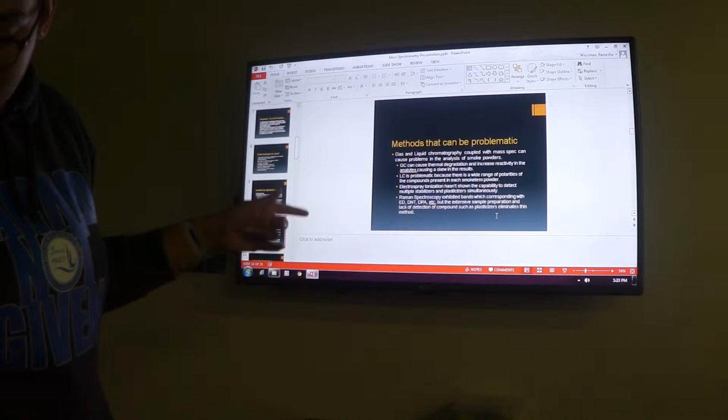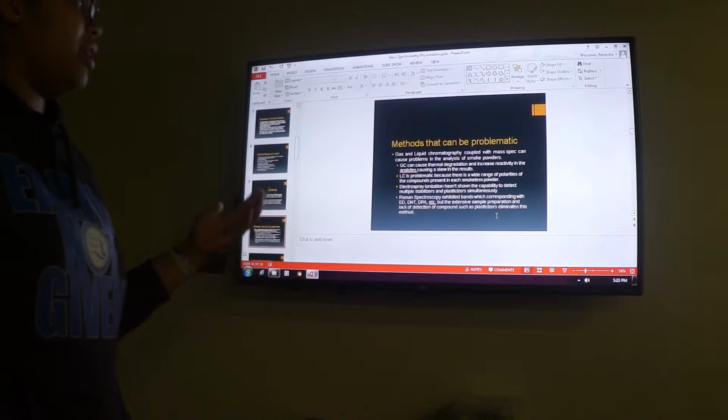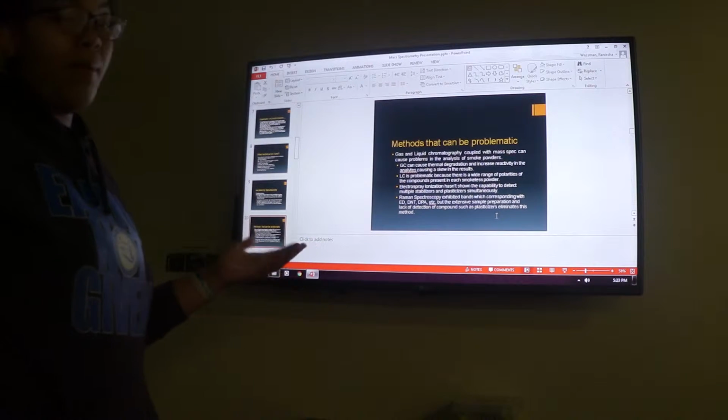So on this slide, I just discussed a few methods that could be problematic. I chose GC and LC coupled with mass spec.